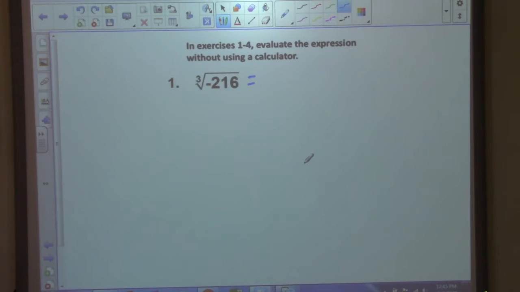This is one of the things that you should know, for instance, your cube root of 8 is equal to 2. Okay, cube root of 27 is equal to 3. So basically it's the same thing, except what if this was negative 8? That would be negative 2. If this is negative 27, that would be negative 3. So what number times itself 3 times is 216? What is it going to be?